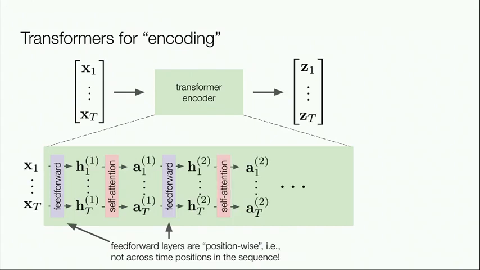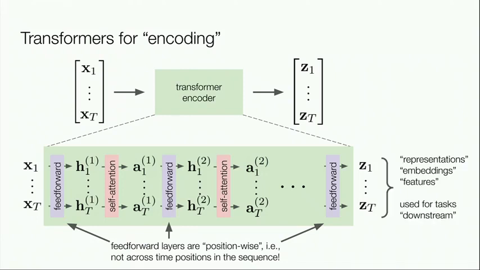And you just do this as many times as you like until you get to a Z1 through ZT that you feel like you're happy with, that's going to be easy for something to use and then do what it needs to do. So this becomes the idea of having representations or embeddings or features, whatever you like to call them, that get used for these downstream tasks. Today, I'm actually going to tell you what some of those downstream tasks are. So that's really the exciting part.